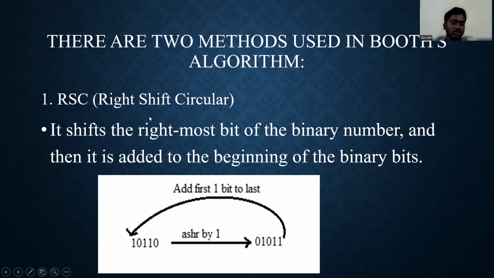In the picture, 1, 0, 1, 1, 0, after the automatic right shift operation by 1, add the first bit to the last one, then 0, 1, 0, 1, 1. This is how it should be done.